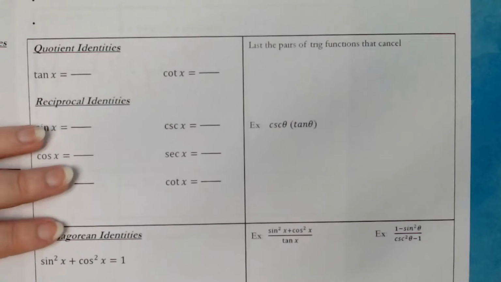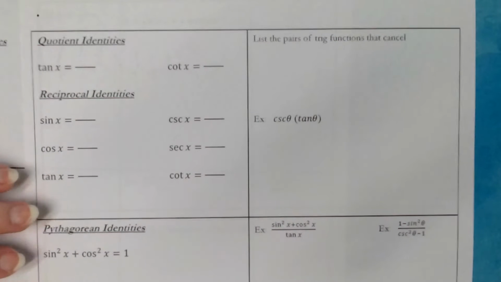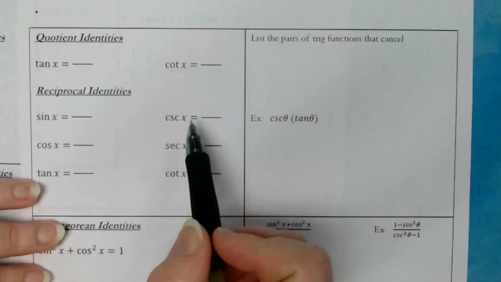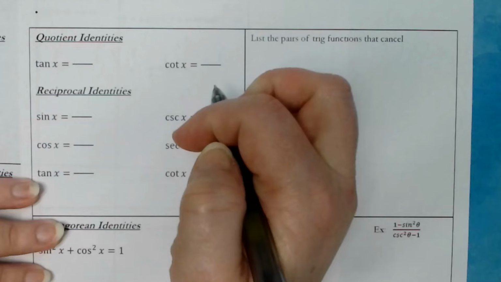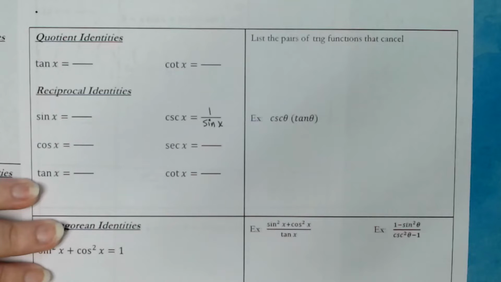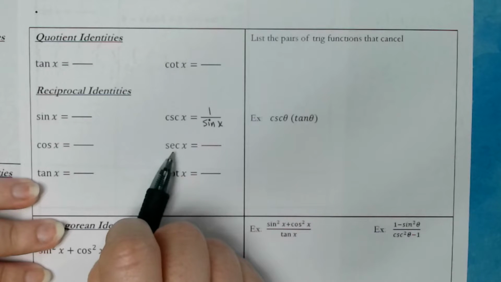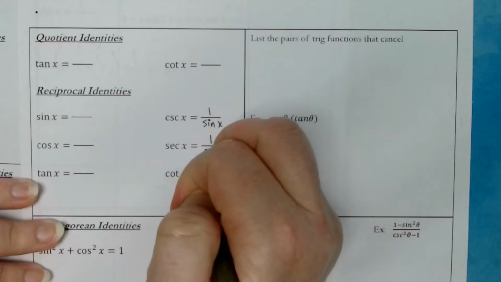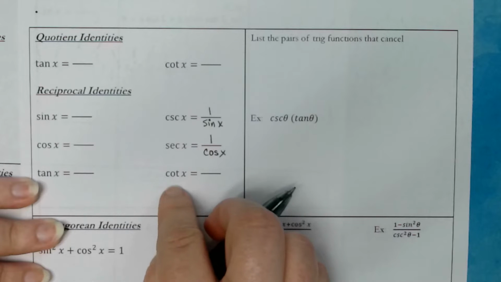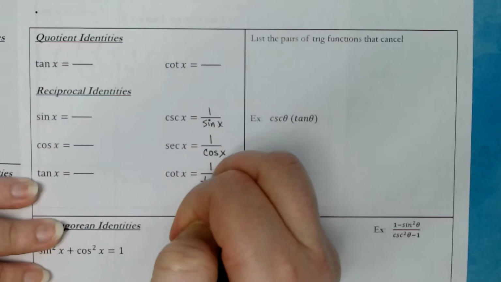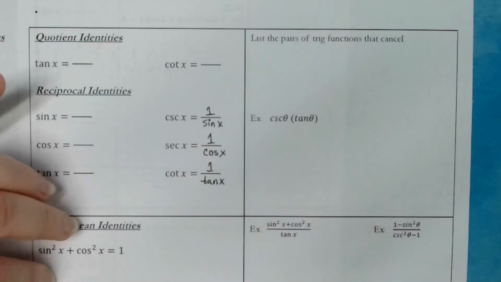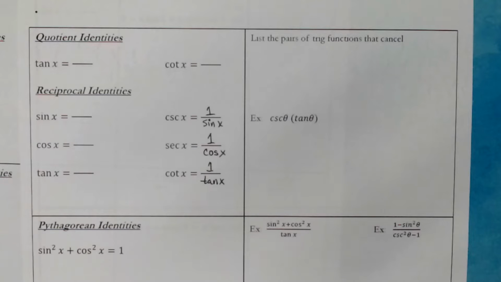So the first thing we have is our quotient identities and our reciprocal identities. The reciprocal identities are actually more familiar to you because you know in order to get cosecant, we did what? 1 over sine. To get secant, we did what? 1 over cosine. This is familiar, right? To get cotangent, we do 1 over tangent. So cosecant, secant, and cotangent are always the sine, cosine, and tangent flipped or reflected.